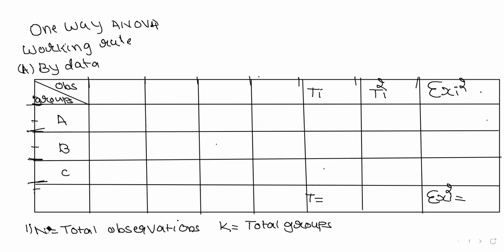Now you find the N. N is the total observations. Look here, 1, 2, 3, 4, and again 1, 2, 3, 4, into 3. This is 12 observations. N equals 12 you can write. Then K is the number of groups. Look here, A, B, C. 3 groups are there. K equals 3 groups. It may be 4 also, it may be 5 also, depending upon the question paper setup.